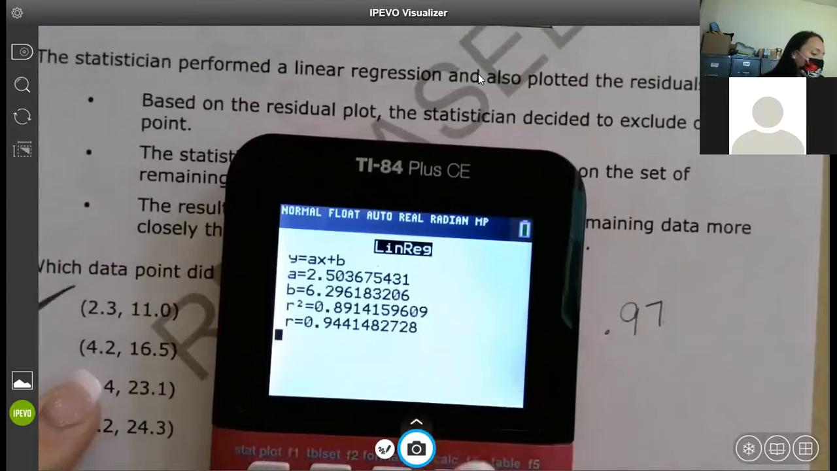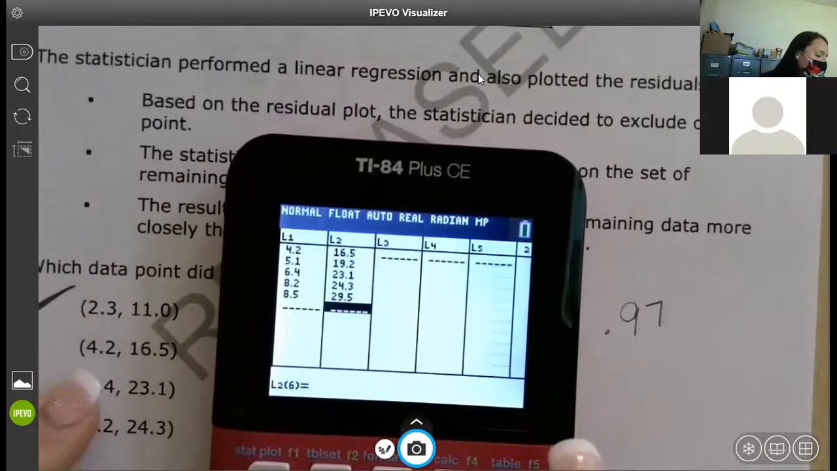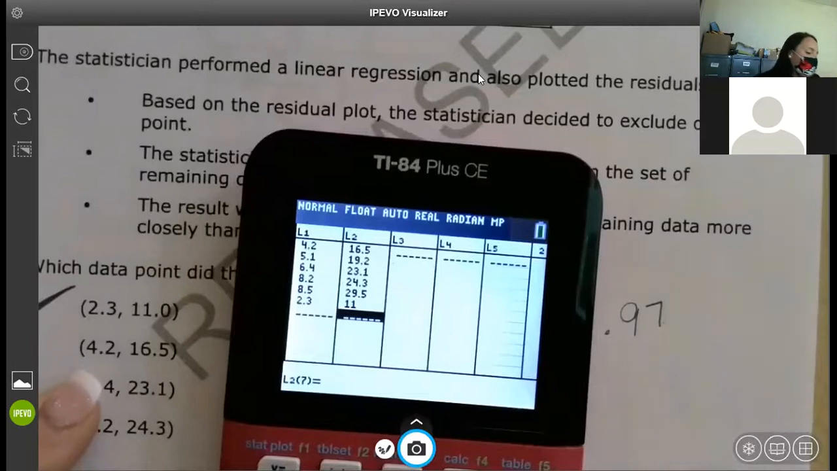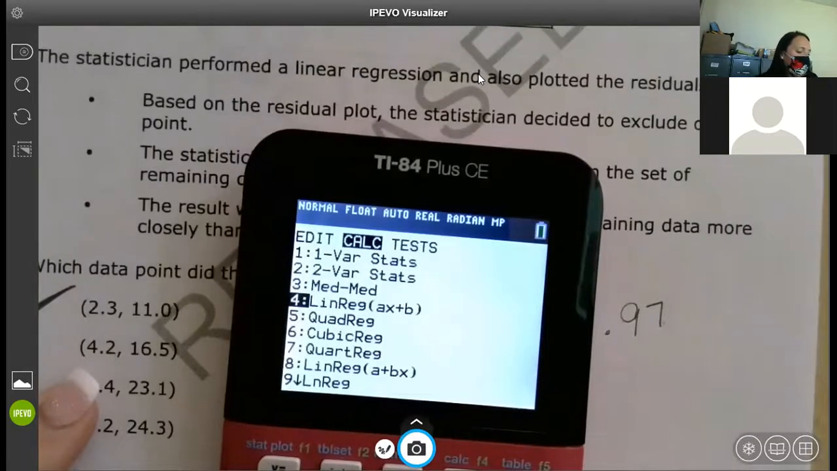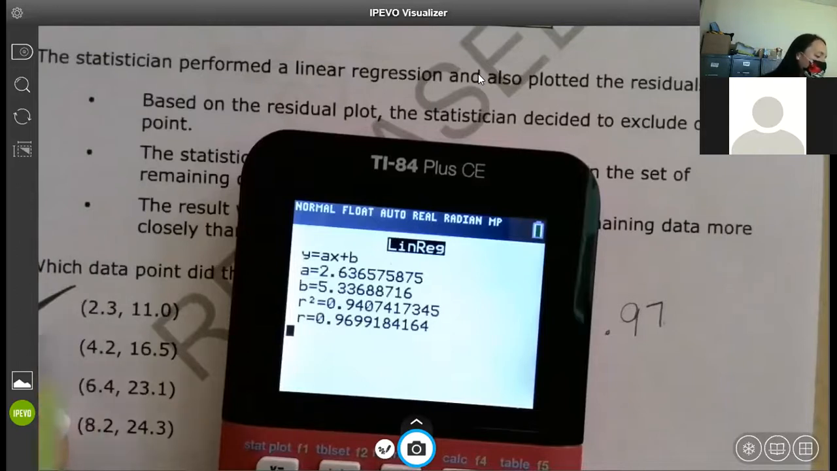Okay. So now I'm going to go back into stat and edit. I'm going to put that point back in. It doesn't matter where it goes. I'm going to put it at the bottom so I don't have to screw anything up. And now I'm going to take out 4.2 and 16.5. And I'm going to do the same thing. Stat, calc, linear regression. See if it's bigger than 0.97. No, right? It's not. So it's not this one either.